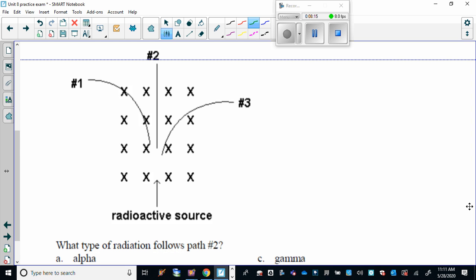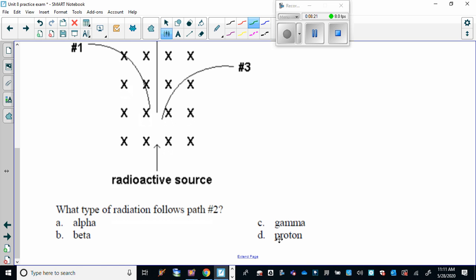Well, that's the easy one, because if it's just going straight, then it must have no charge. Which one of these has no charge? Alpha, beta, gamma, or a proton? Gamma. But let's say I asked you which one's beta. Which one would that be?